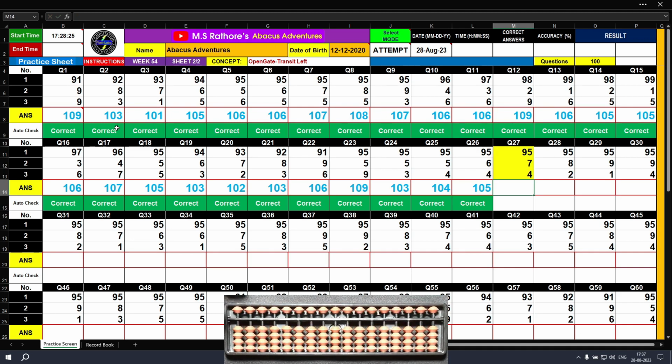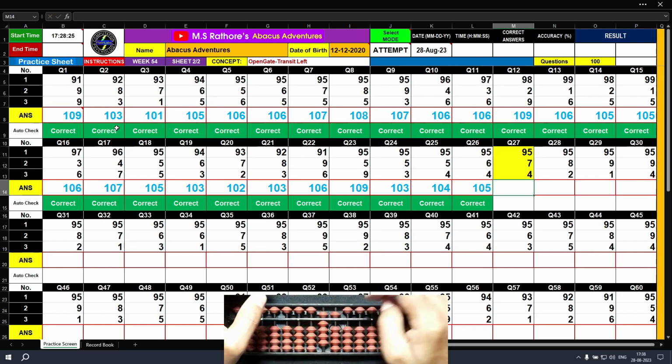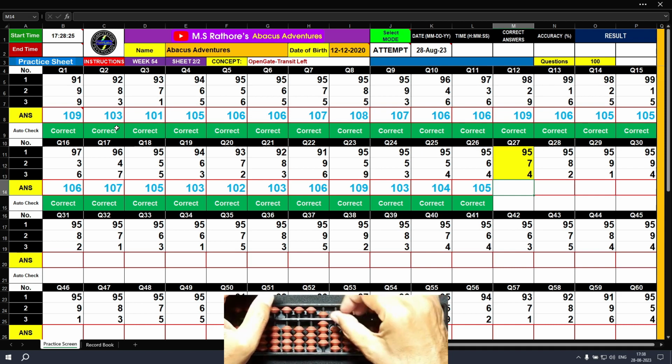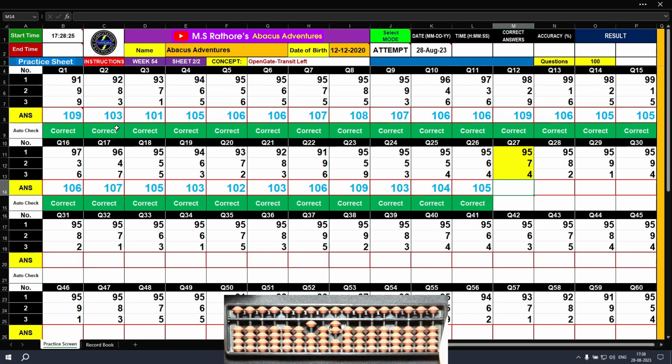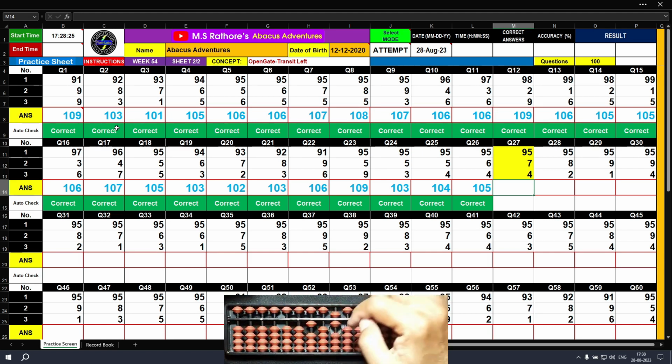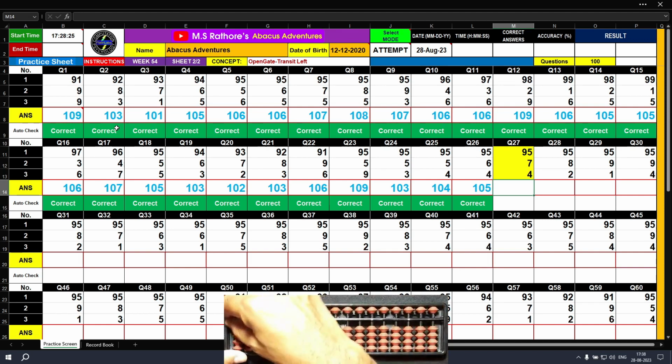Question number 27. Plus 90, plus 5, it's 95. Plus 7, combination formula: plus 7 equals plus 2 minus 5, open the gate, plus 10, the answer is 102. Plus 4, the answer is 106.